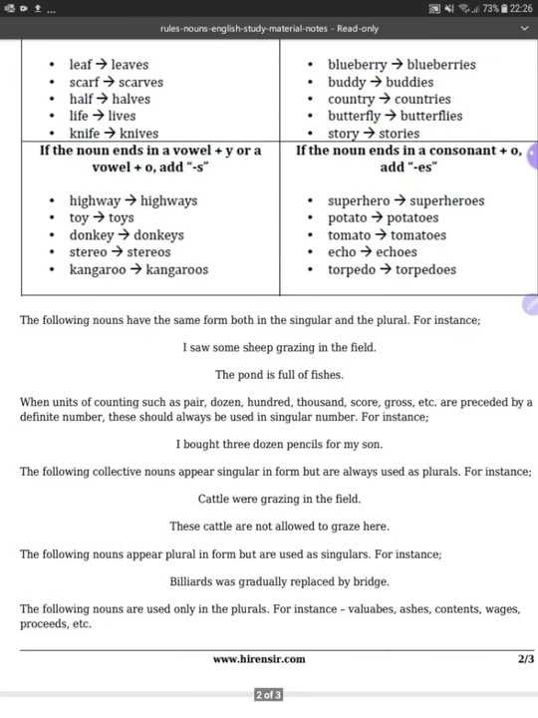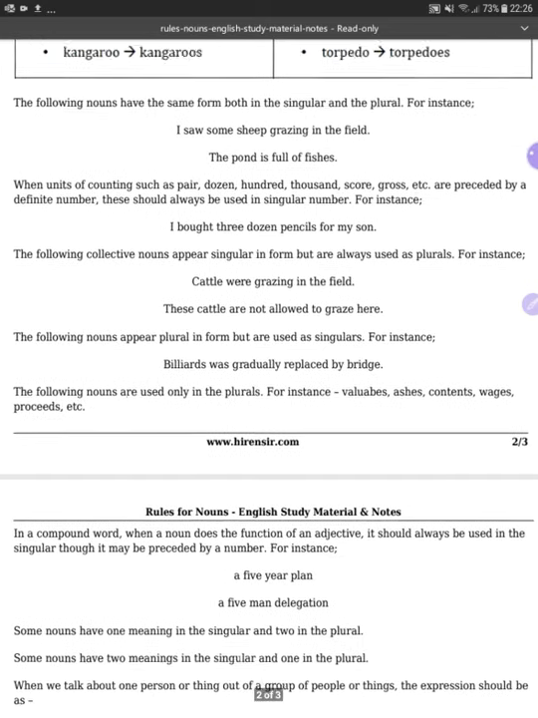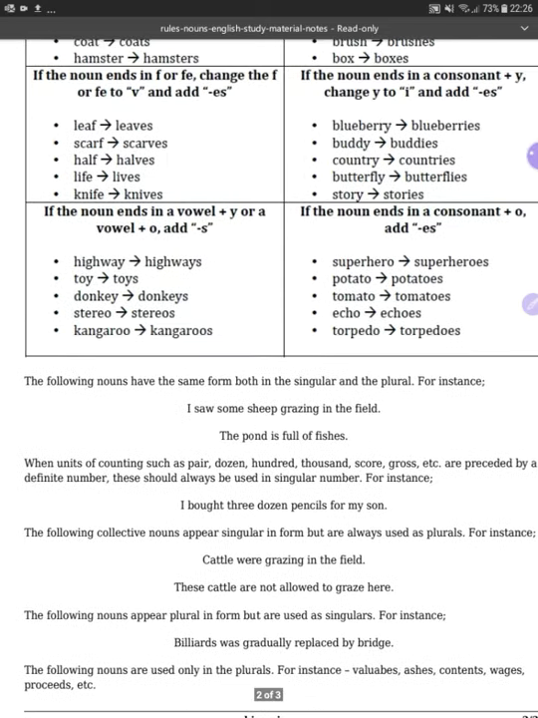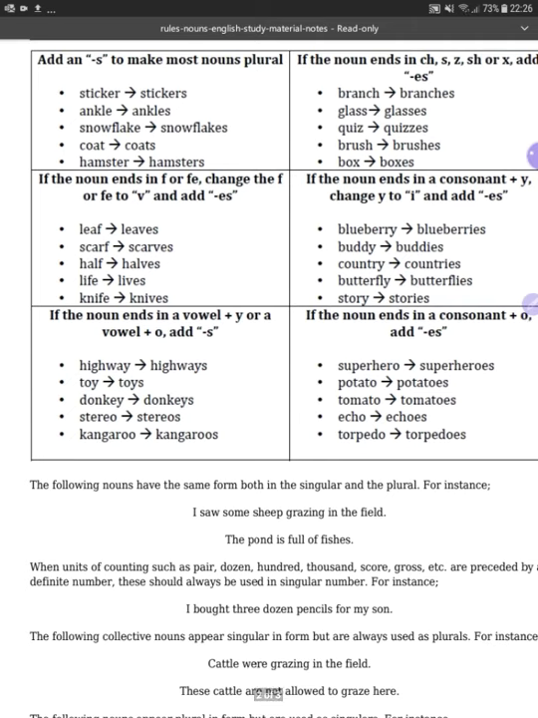Now we are about to end this class for today, and we'll continue tomorrow with plural forms of nouns. More about that.